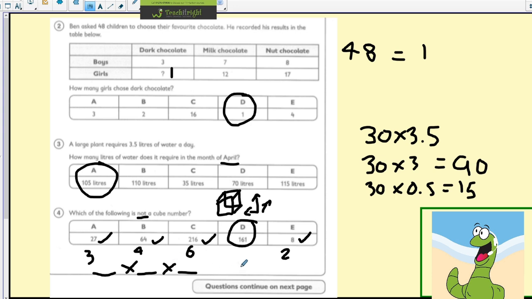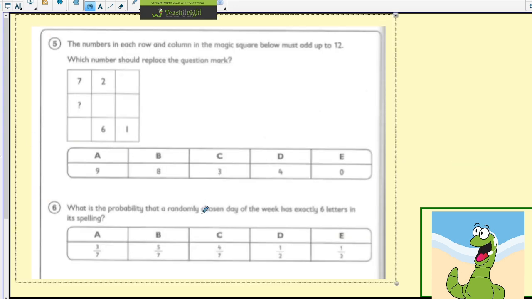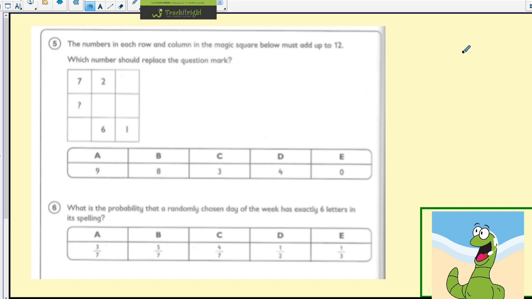So, next page, number 5 and 6. The numbers in each row and column in the magic square add up to 12. So with magic squares, you've got each direction adding up. It's a bit like a Sudoku puzzle if you've ever done one of those.